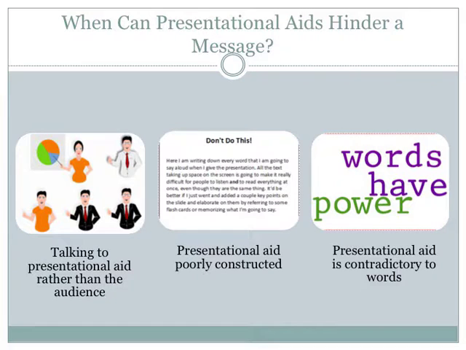Now that we know the benefits of using presentational aids in a speech, let us identify some possible barriers of using presentational aids incorrectly in a speech. One possible barrier is talking to your presentational aid rather than the audience. When giving a speech, make sure you face the audience rather than facing the aid while using it to explain. The aid doesn't care about what you have to say, but the listeners do. It's important not to lose the connection with your audience.